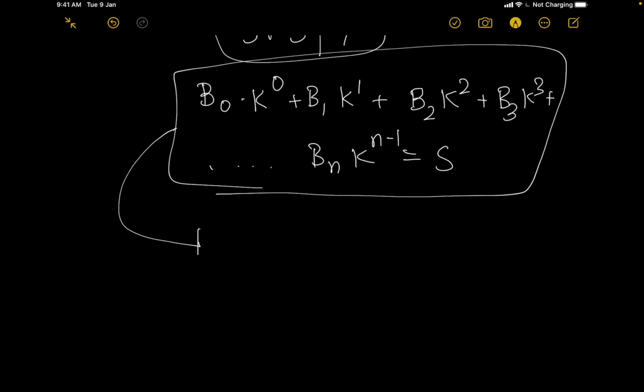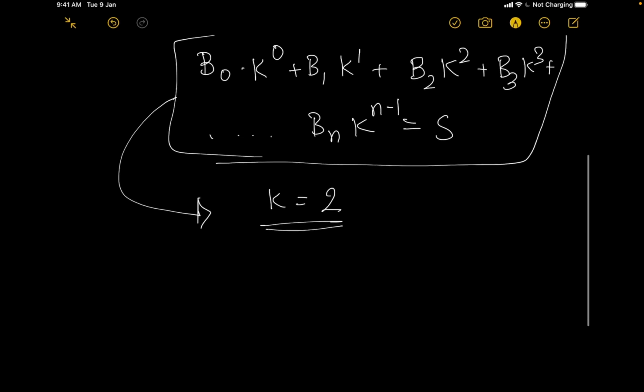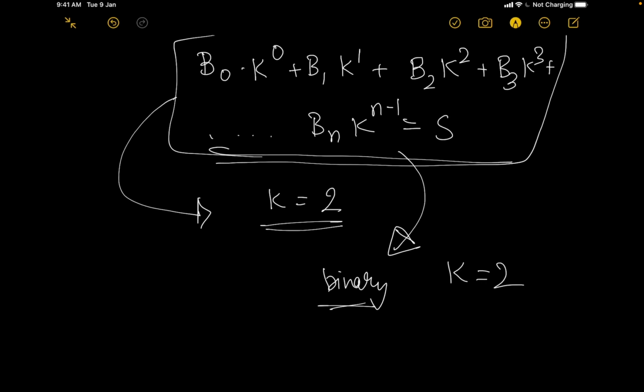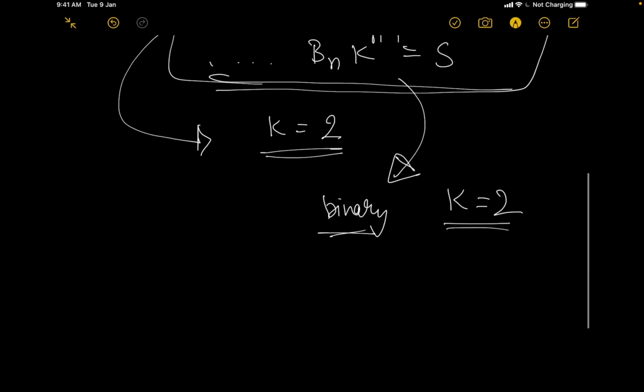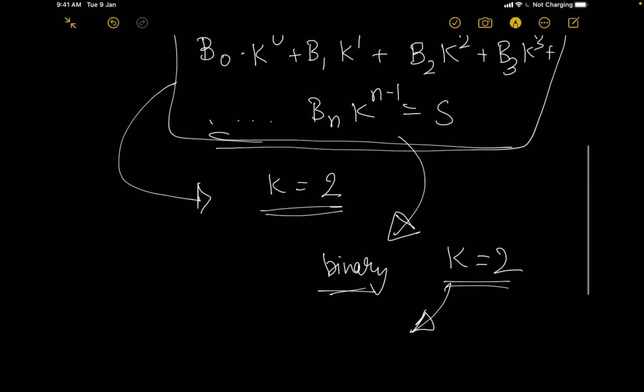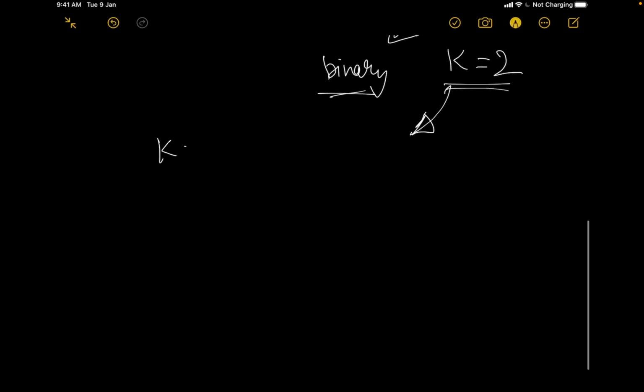Now pay attention here: what if k is equal to 2? If k is equal to 2, then it turns out to be a basic binary number, so this looks like a binary sequence to us. For k equal to 2, we can simply convert the number into base 2 and give the answer. But what about a k that is not 2? Can we still convert it and give the answer?